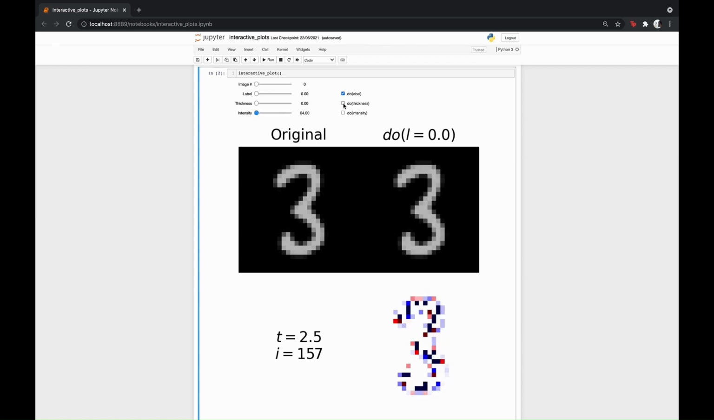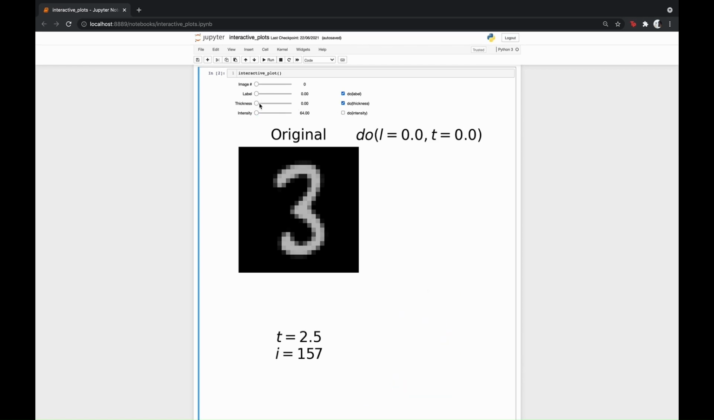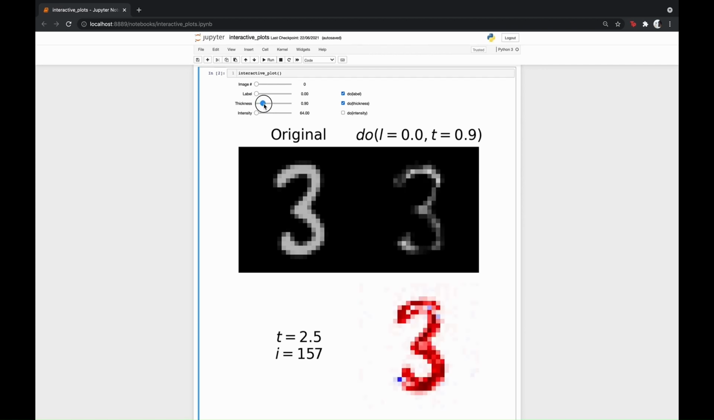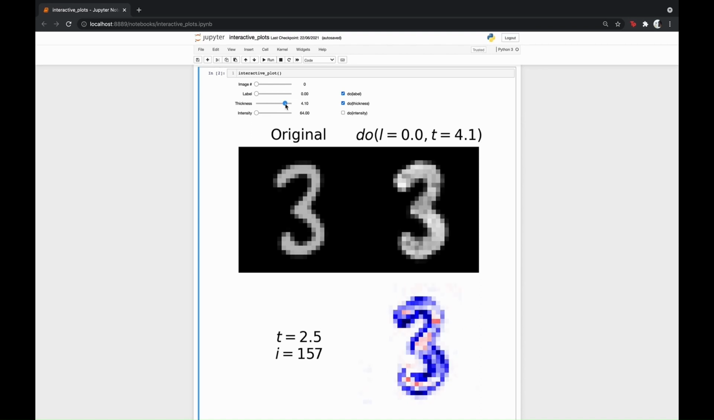row. However, if we simulated retrospective hypothetical scenarios where thickness was different, then intensity doesn't change, because the causal direction is from intensity to thickness and not the other way around. Once again, we can clearly see this in the difference map, where the thickness increases but the intensity stays relatively constant.